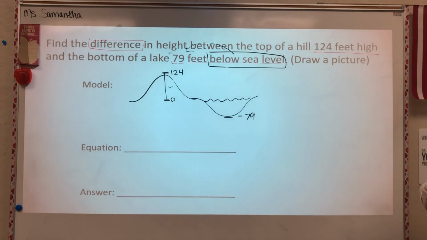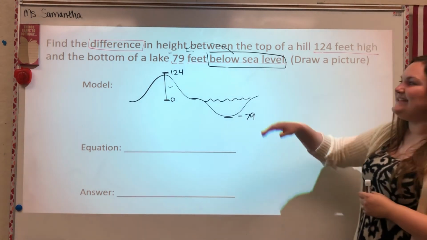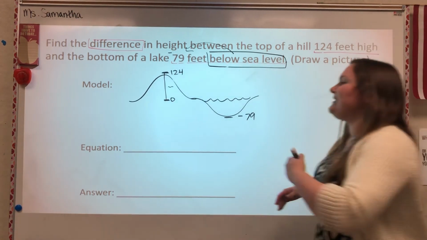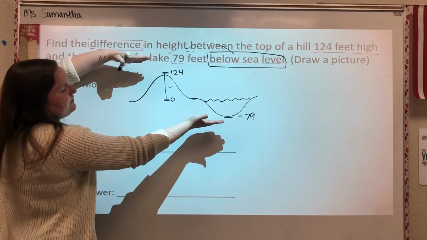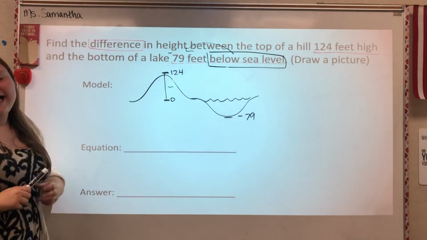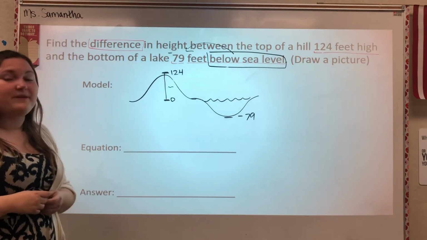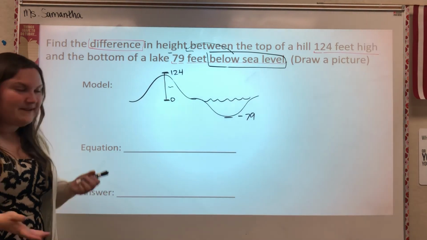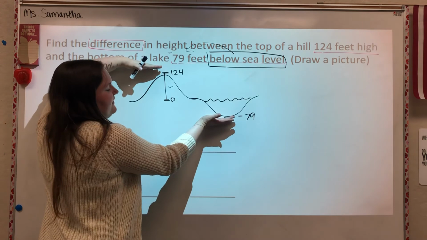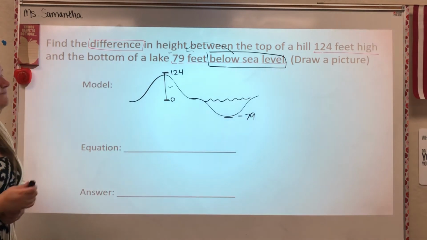So coming back to what the question is asking, they're asking us the difference in the height. They're asking us how far apart are these two things. I want to go back to what we did with that first problem. If you wanted to take a guess or an estimate, how far apart are these two things? What could you estimate?